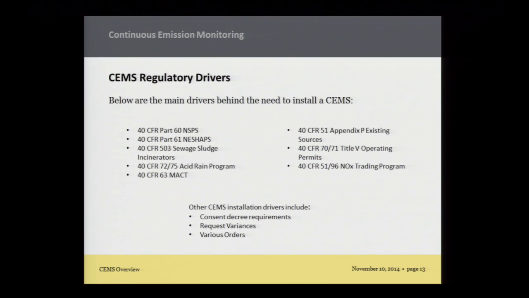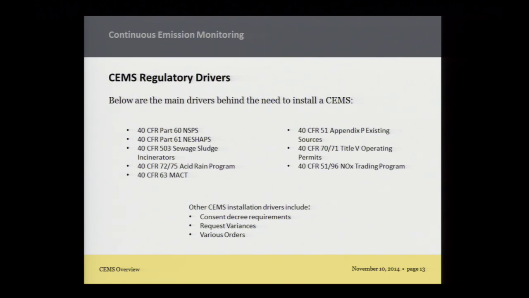All right, so we'll get into the regulatory overview. The main drivers behind the need to install a CEMS. This is by no means an all-inclusive list, but I tried to go through and pick as many as I could that would drive you to have it, which is your Part 60 NSPS, your NESHAPs, the sewage sludge incinerators in 503 where applicable, the Part 72, 75 acid rain, your MACT. There's a 40 CFR Appendix P for existing sources. Your Title V operating permit could lead you to have a CEMS based upon what your requirements are. And then the NOx trading program can drive you to have a CEMS because you've got to know what you're putting out so you can trade, buy, and sell.